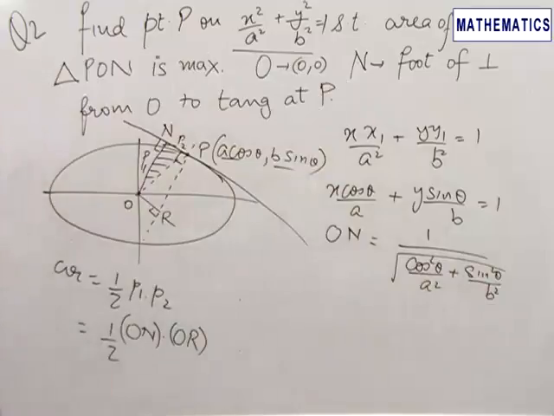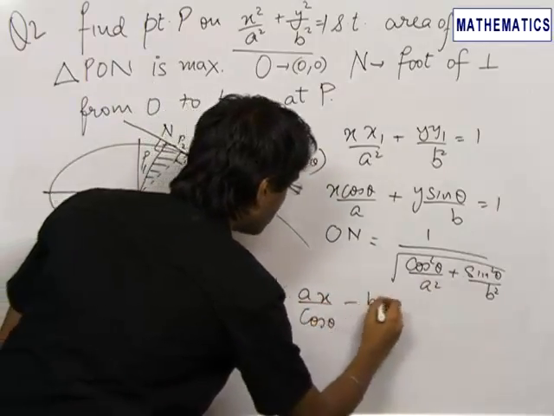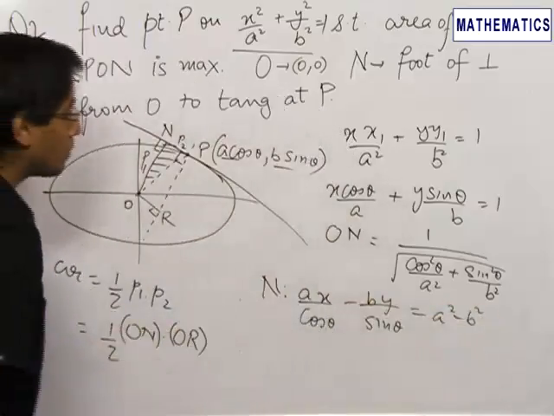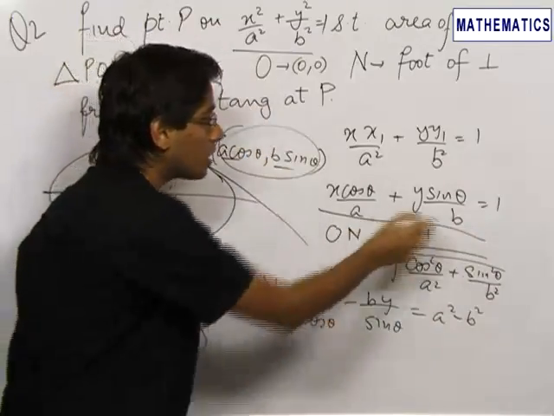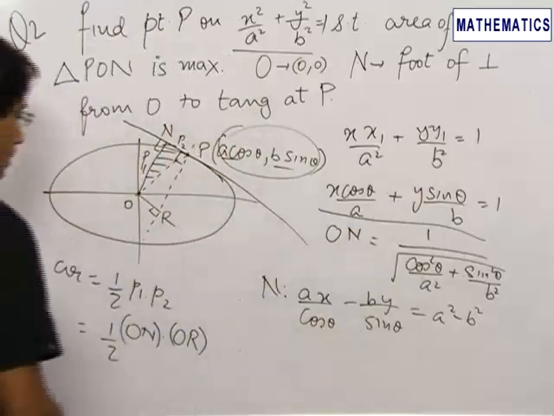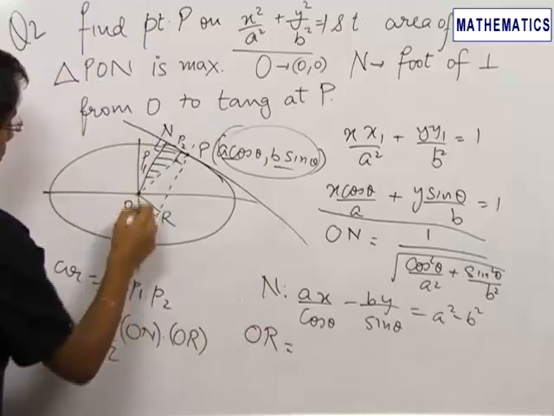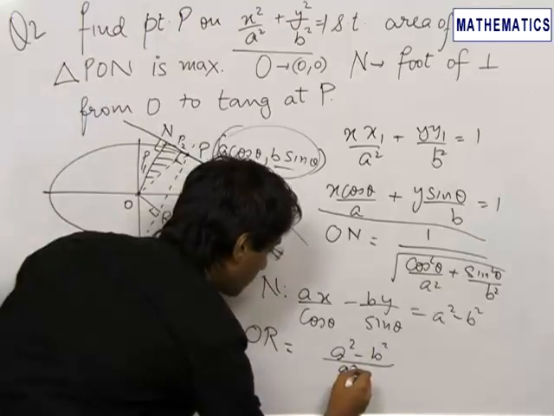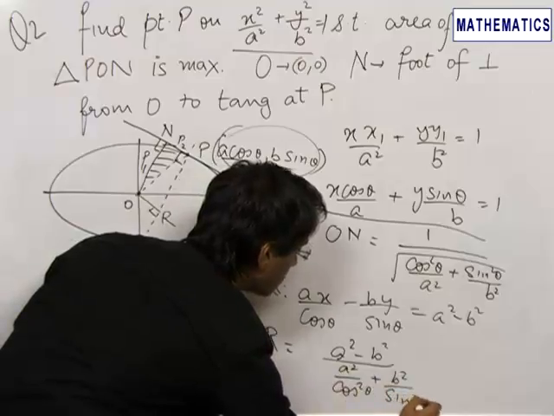Now the equation of the normal can be written as ax by cos theta minus by by sin theta is equal to a square minus b square. This can very easily be proved since we know the point at which the normal is made, and we know the slope of the normal since it is the negative reciprocal of the slope of the tangent, so this equation can be easily found. Now OR will be equal to the length of the perpendicular drop from O upon this normal, which is equal to a square minus b square upon the square root of a square by cos square theta plus b square by sin square theta.